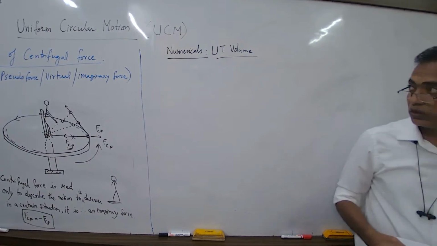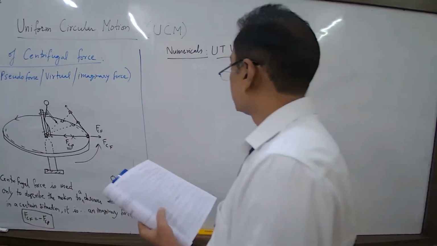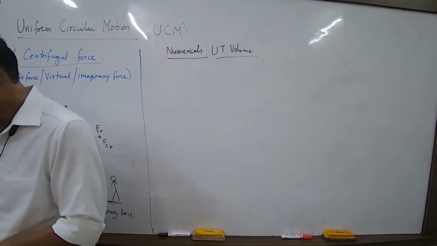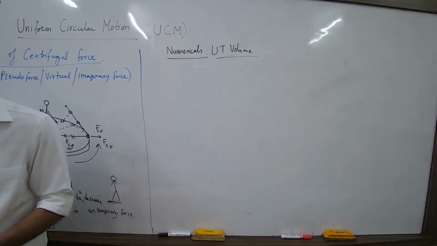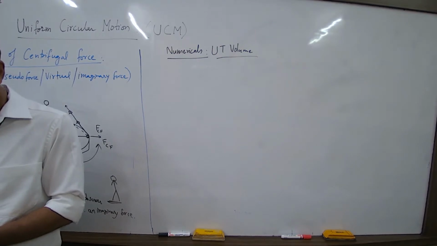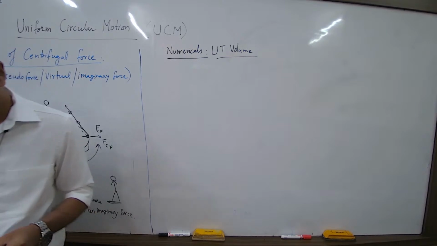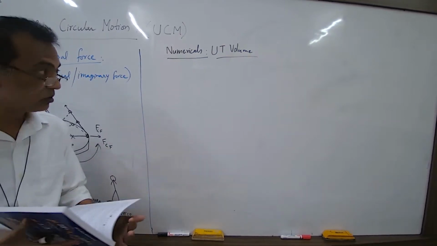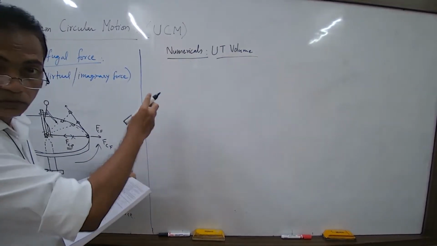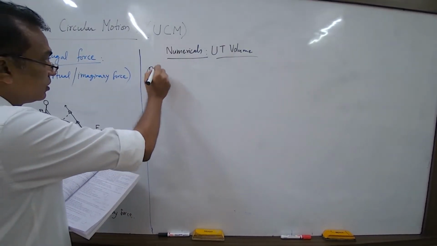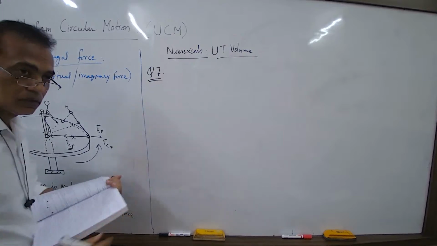Did we do numerical 4, page 9? We did till 6 on my side. Very good. So let's try the 7. Question 7. Till 6 we have done completely.